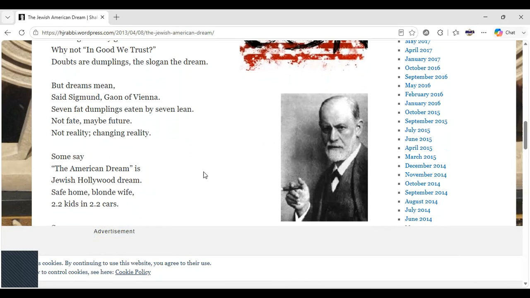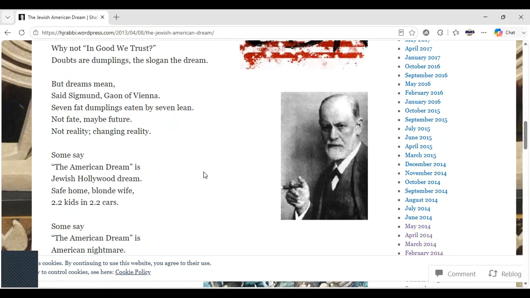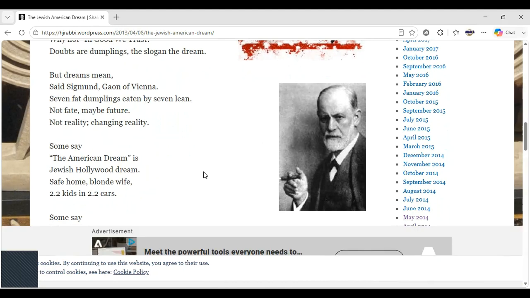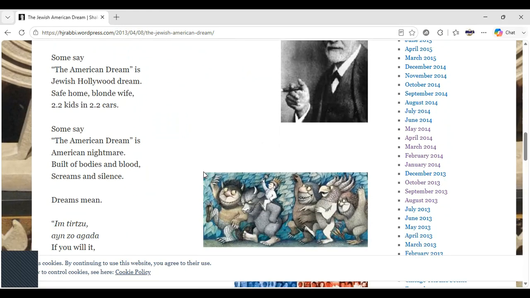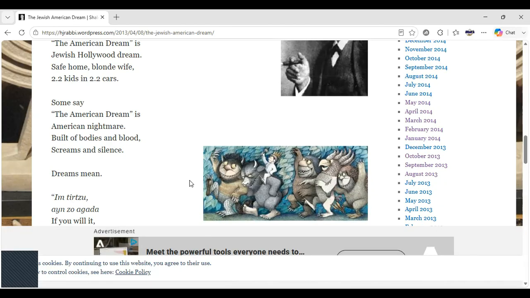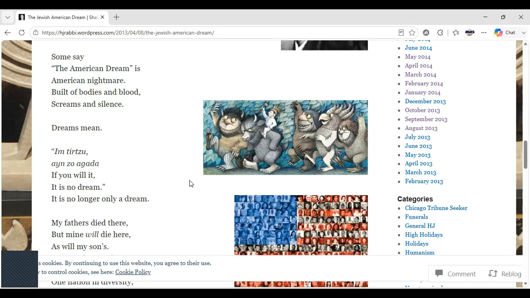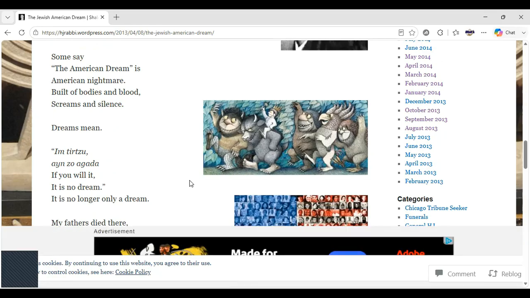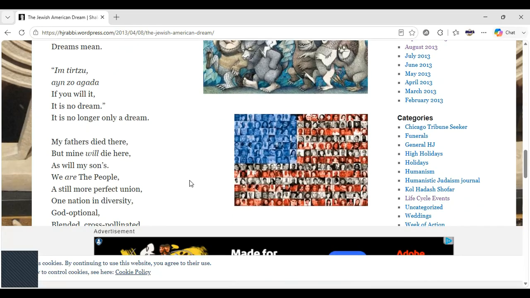Some say the American dream is Jewish Hollywood dream. Safe home, blonde wife, 2.2 kids in 2.2 cars. Some say the American dream is American nightmare, built of bodies and blood, screams and silence. Dreams mean. Im tirtzu ein zo agadah, if you will it, it is no dream. It is no longer only a dream. My fathers died there, but mine will die here, as will my sons.